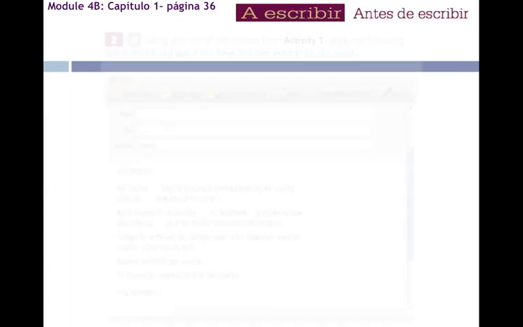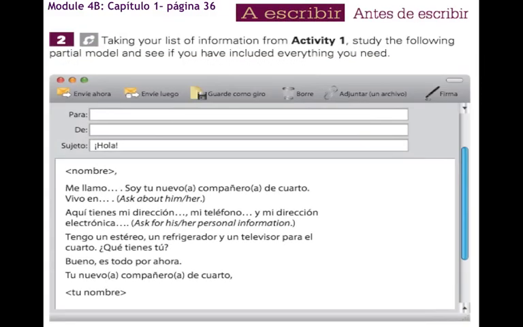Bien, so antes de escribir, before writing, I want you to think about what you're going to be putting into this email. You're writing to your roommate for the first time. And here are some ideas that you can use in your email. Take a quick snapshot of them, or you are actually going to see them in your writing activity, in your practice.